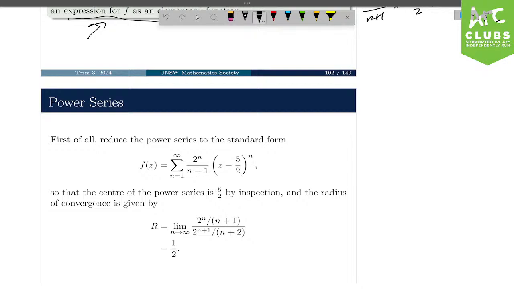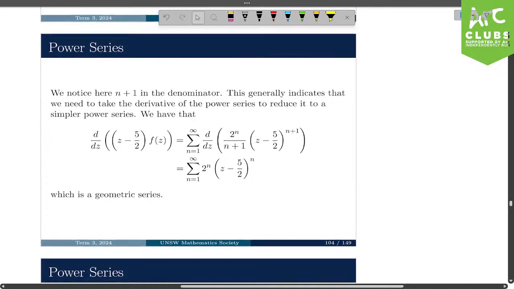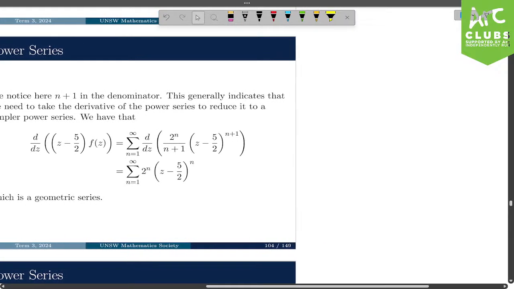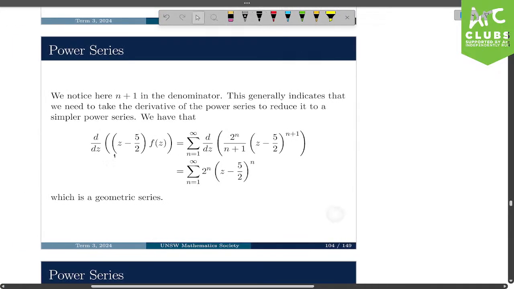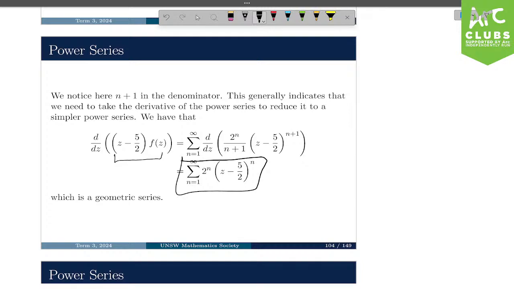So we can multiply by and divide by z minus 5 on 2, and then we can differentiate our form to get this n plus 1 out of the equation. Okay? So we'll do that as they have done here. They multiply by z minus 5 on 2, and then they differentiate it to achieve this. And then they'll just work backwards to determine what f of z is.